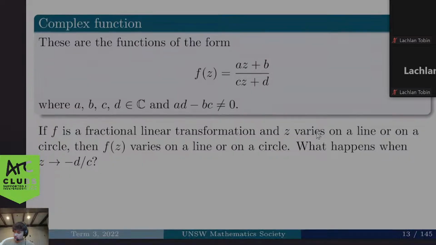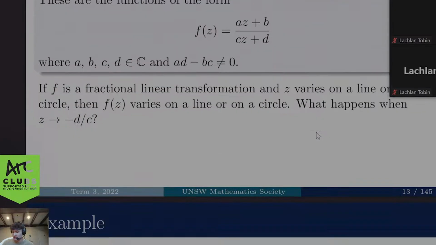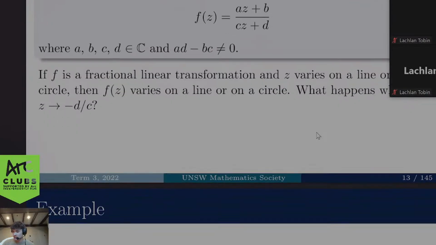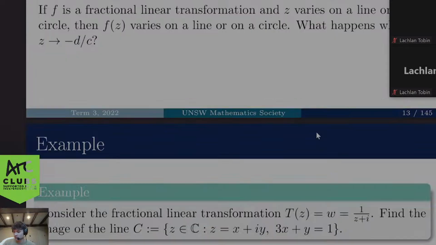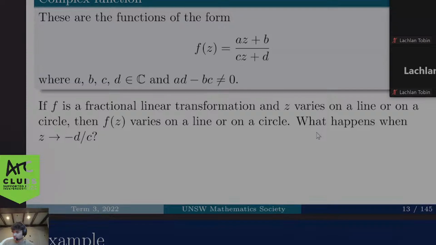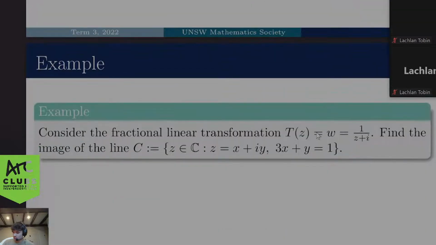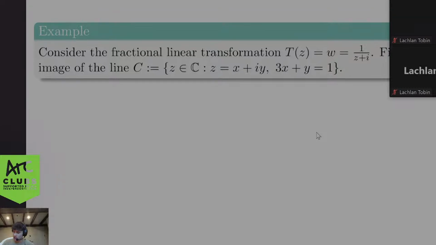Okay, so one thing that we're looking at is what happens as z approaches negative d divided by c. You can see that's a problem because we're approaching 1 divided by 0. Okay, so to do that, we're kind of going to look at a question. Okay, so we have a question here.